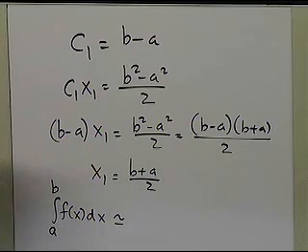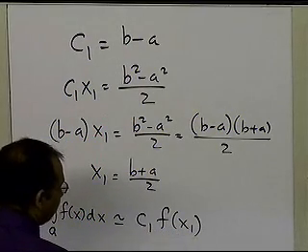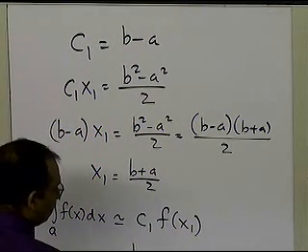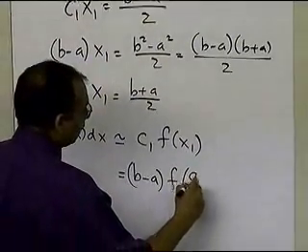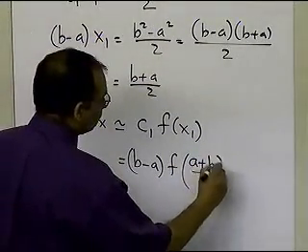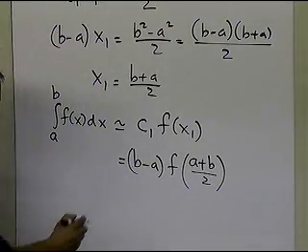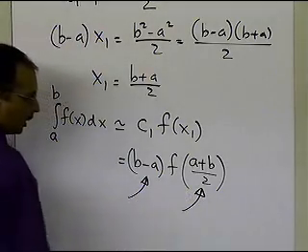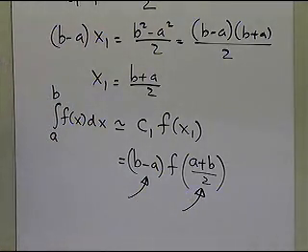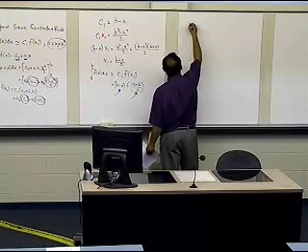It turns out to be approximately equal to c1 times the value of the function at x1. And c1 is b minus a, and the value of the function has to be calculated at a plus b divided by 2. So that's what the one-point Gaussian Quadrature rule turns out to be: the width of the interval times the value of the function at the midpoint between a and b.